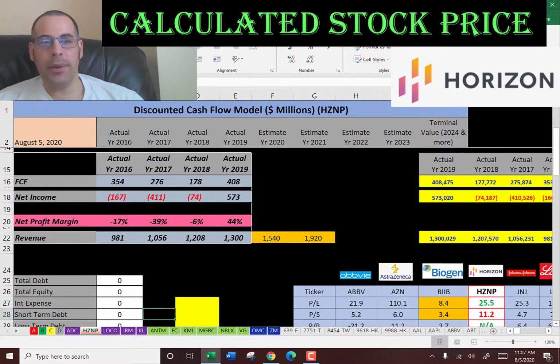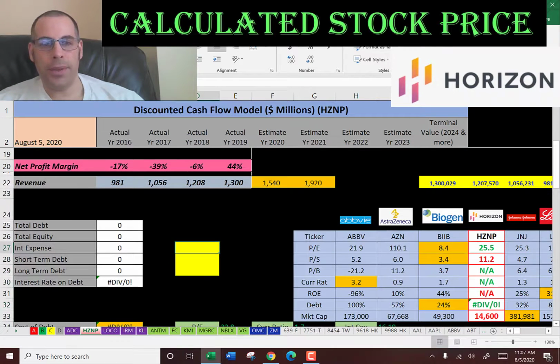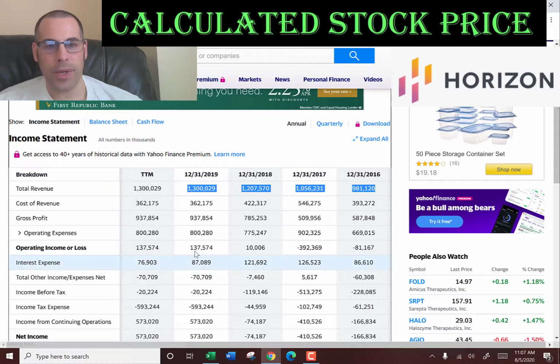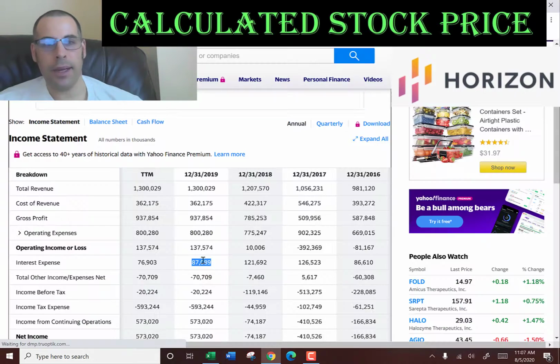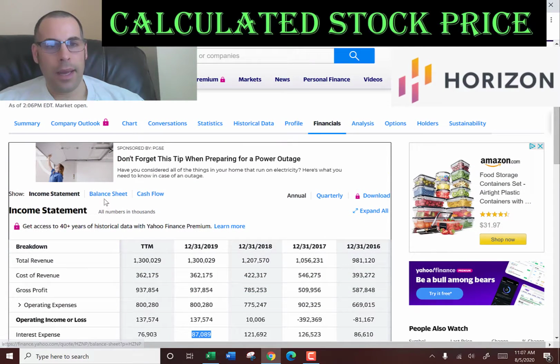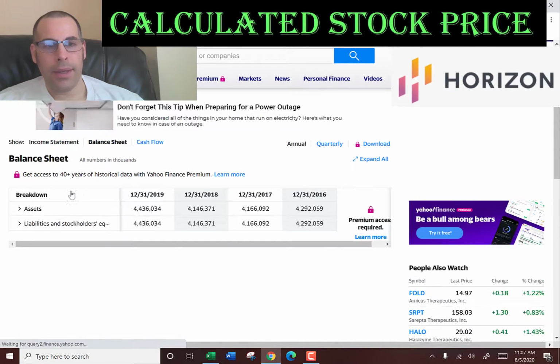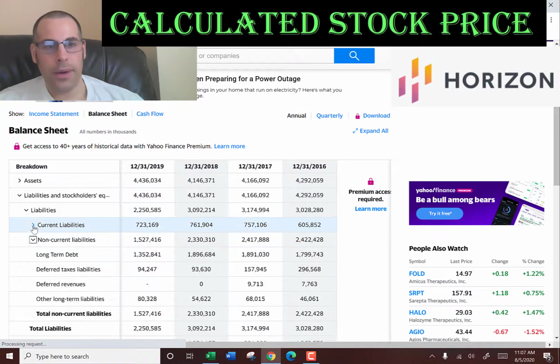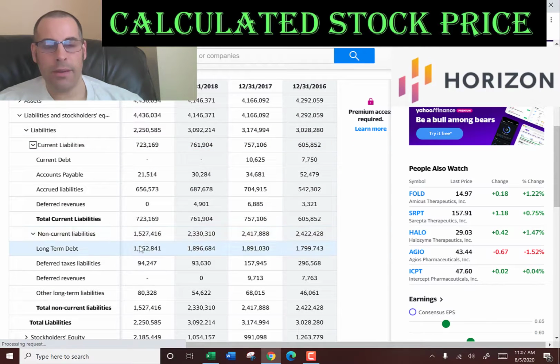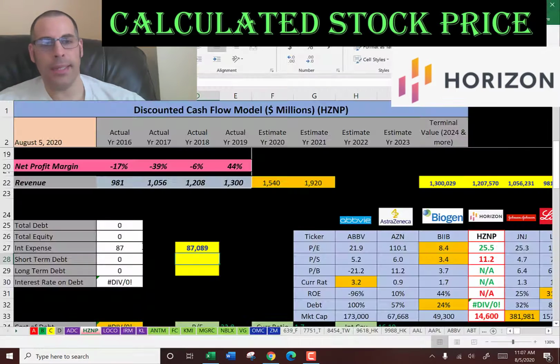Now let's look at the capital structure of the company so we can figure out the discount rate to apply to the future cash flows. The interest they pay on their debt is $87 million. And to get their debt, we'll go to the balance sheet, we'll go to the liabilities section, and they don't have any current debt. Long-term debt of $1.4 billion, that's debt due after 12 months.